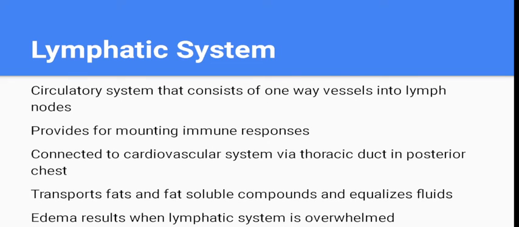In the lymphatic system, this provides a mounting immune response. It's connected to the cardiovascular system. It transports fats and fat-soluble compounds. It also helps with fluid regulation. So if the system goes down, fluid might build up, called edema, which is not good.